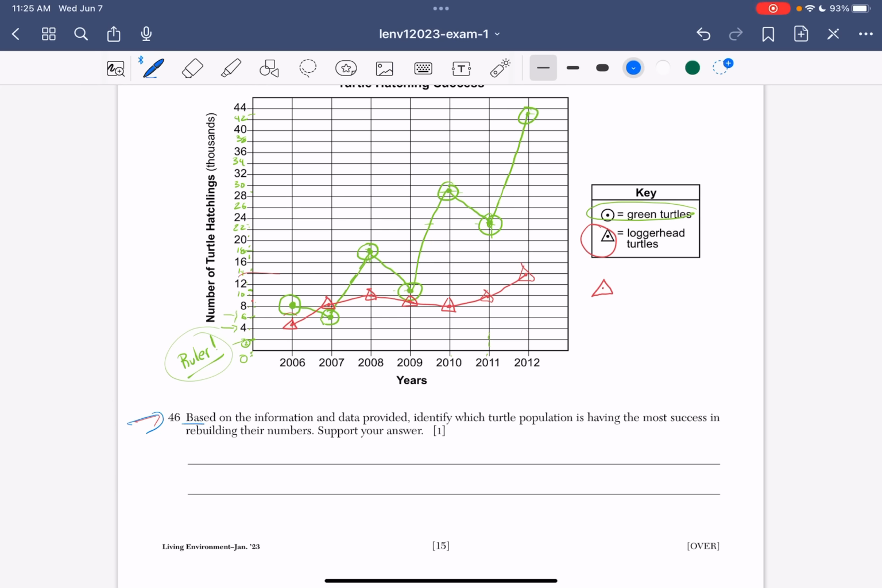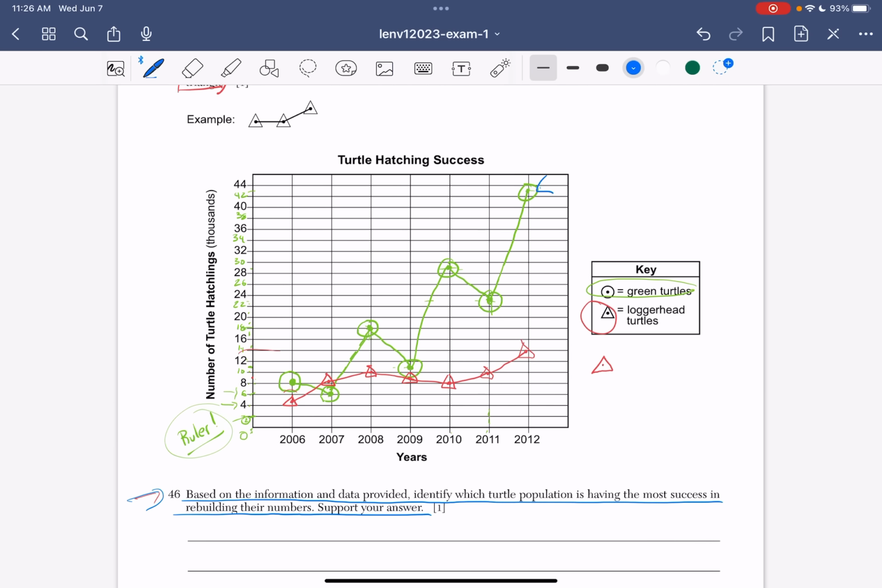So let's read this question. Based on the information and the data provided, identify which turtle population is having the most success in rebuilding their numbers. Support your answer. Hello, the green turtles. Look how much success in comparison to the loggerhead turtle they have. In 2011, they reached all the way to 43 hatchlings. 43 cute little turtles hatched in 2012, excuse me. And every year we see that they did exponentially better than the loggerhead.